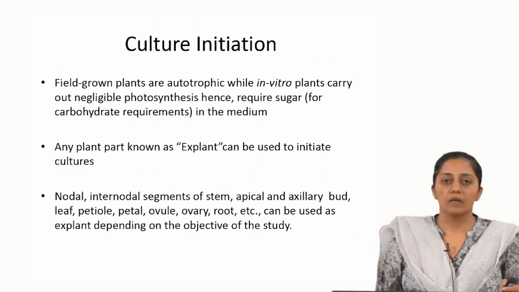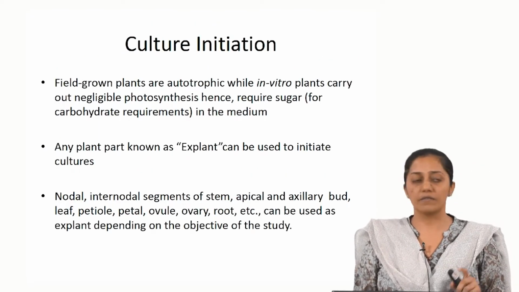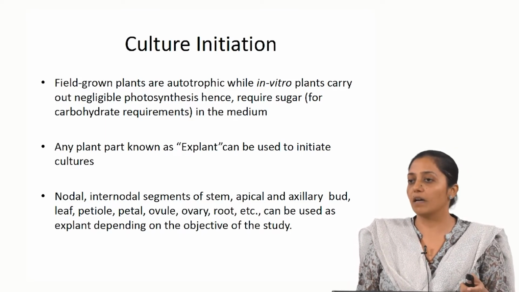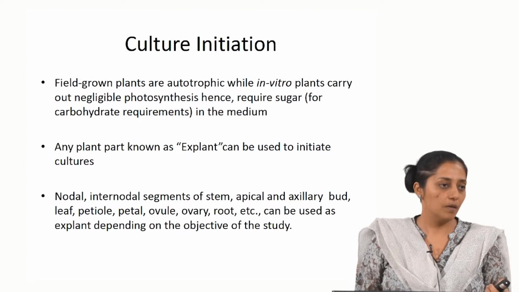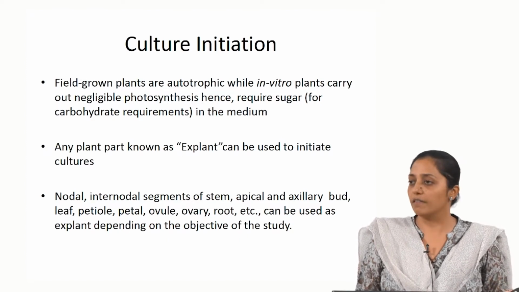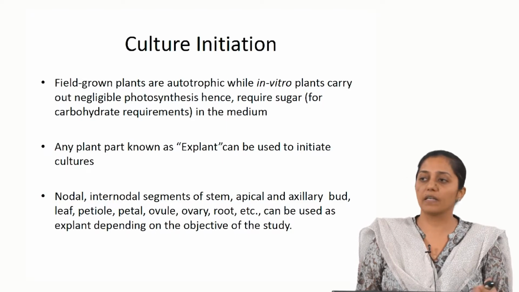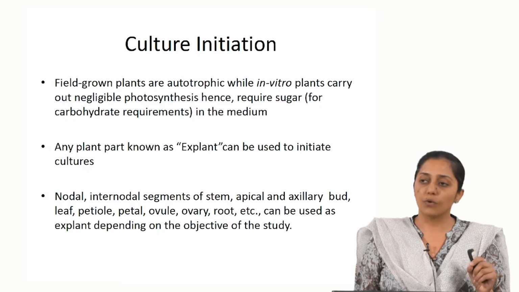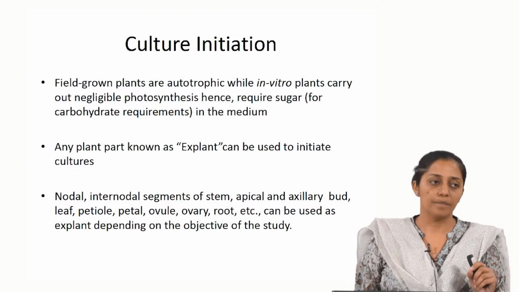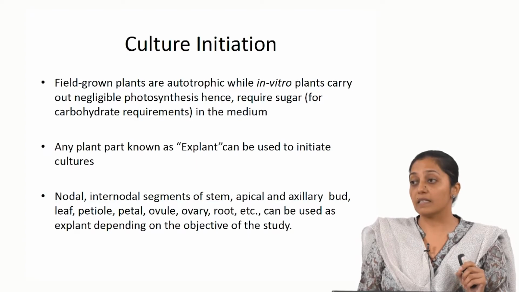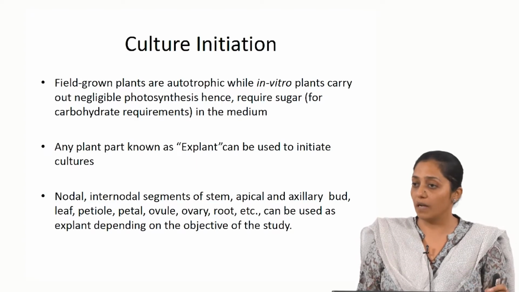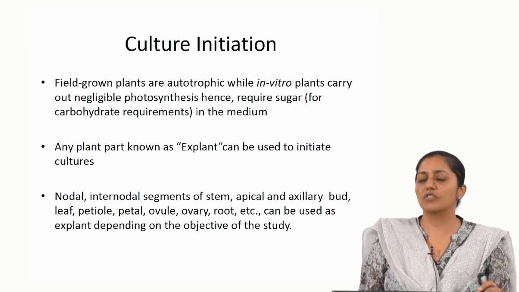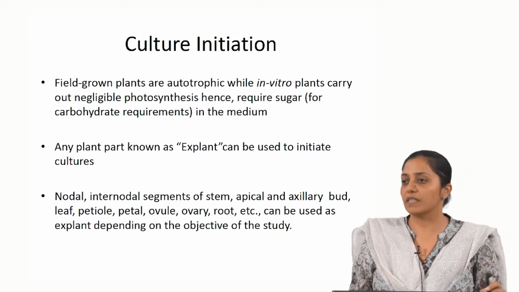Field grown plants can undergo photosynthesis, so you do not have to provide carbon sources or nutrients to these plants exogenously. They can themselves procure from the soil and use sunlight to produce the food source. But in case of in vitro cultures, this photosynthetic capacity is impaired. They do not carry out as large an amount of photosynthesis as the whole plant does. So they need to be supplemented with an exogenous carbon source. This is generally sucrose.